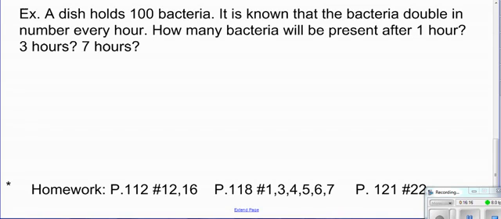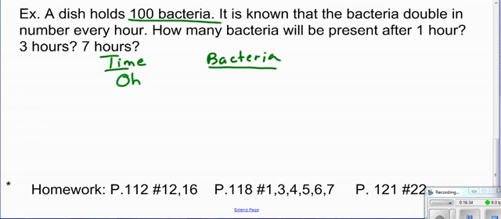The most common types of questions you see do involve bacteria. In this question, we start with 100 bacteria in a dish. So at time 0 hours, the number of bacteria in the dish is 100. I think for most of you, it will be easiest to solve these problems by making a data table. The bacteria doubles in number every hour. So that means after 1 hour, we are now going to have 100 times 2. So after 1 hour, there will now be 200 bacteria.